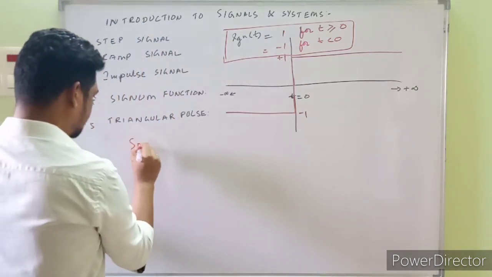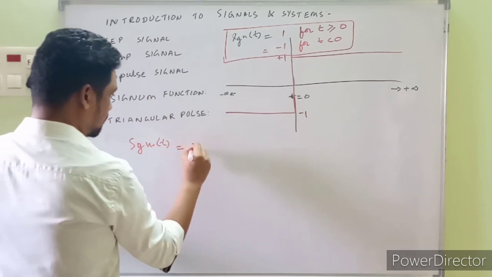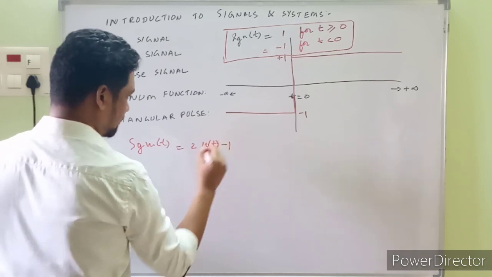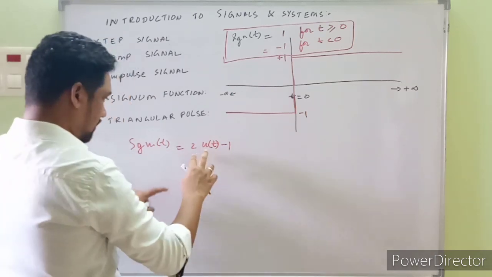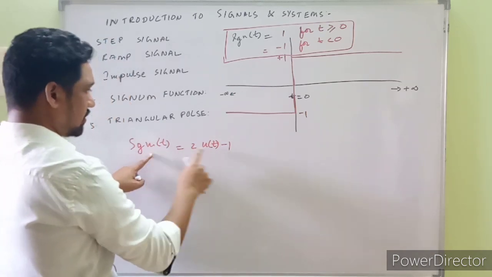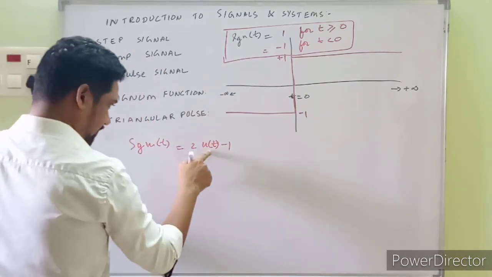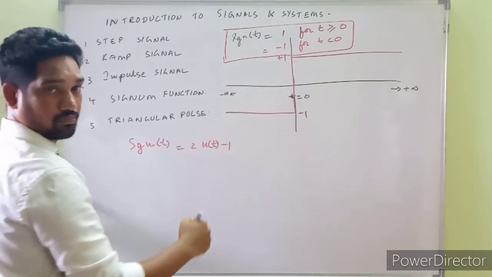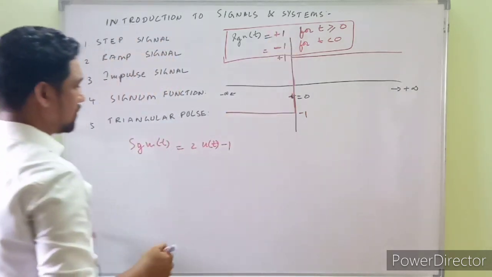Signum of t equal to 2 times u of t minus 1 is the representation, right? 2 times u of t minus 1 is the signum function expressed in terms of step function. Now what is a step function? We need to substitute the step function and check if that is true. It's a negative 1 and it's a positive 1. So we need to check.